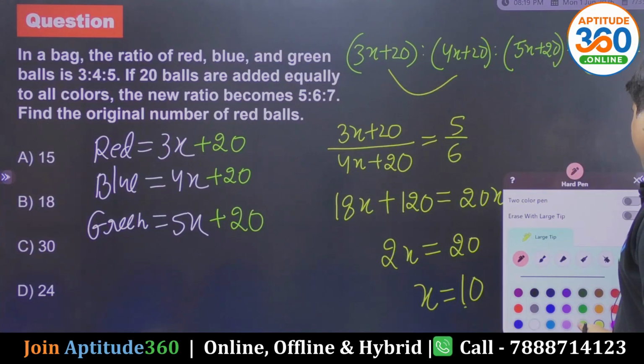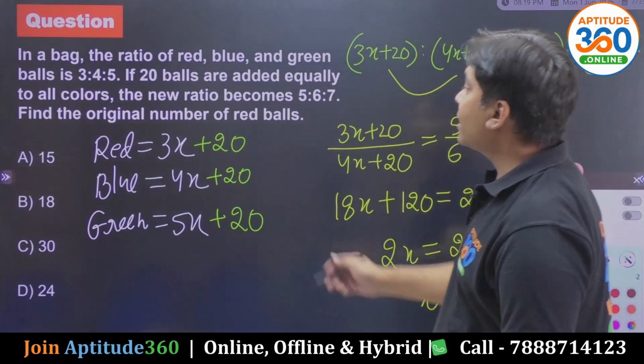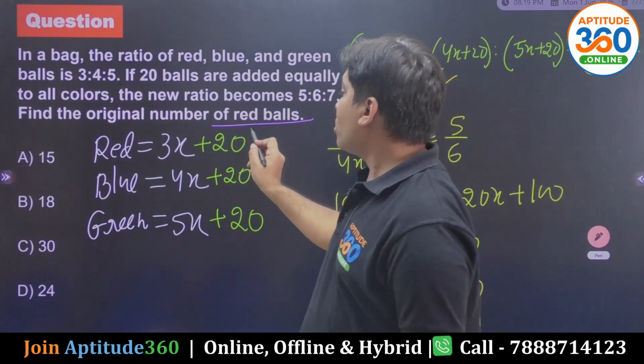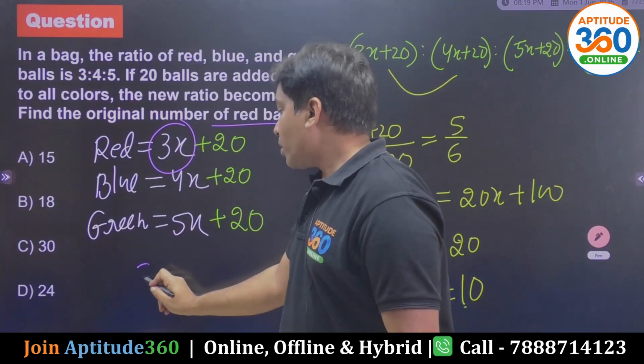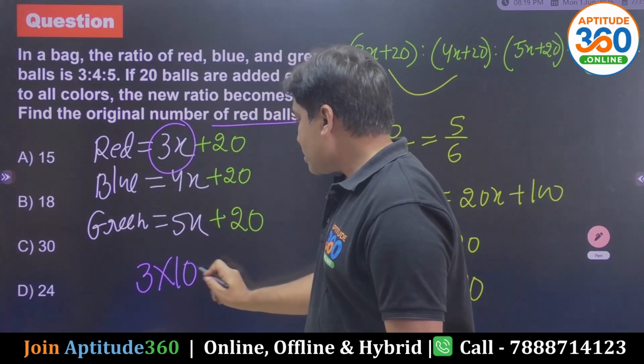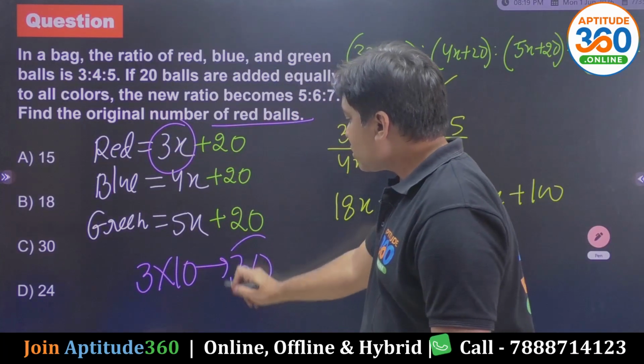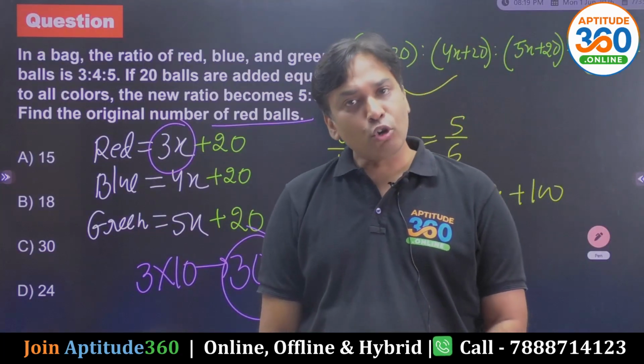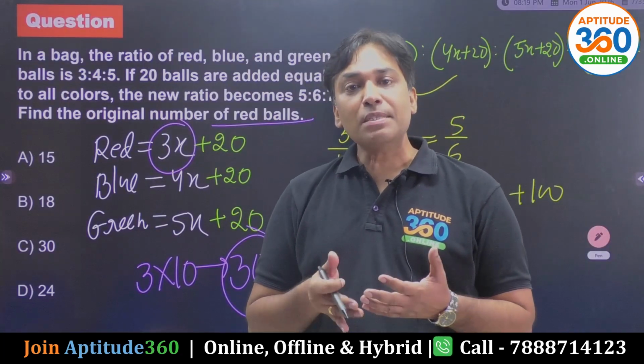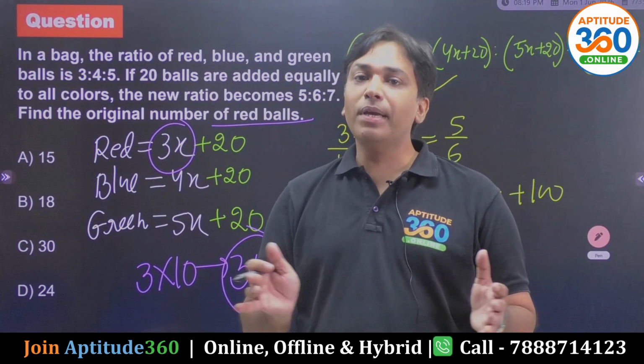What is it that we need to find out? The problem says find the original number of red balls. Red balls, original number 3x. So 3 into 10. How many original red balls are there? There are 30 such balls, isn't it? If you know the basics of ratios, this problem can very easily be managed.